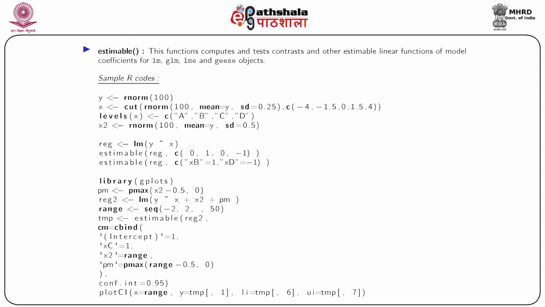So the estimable functions, when we estimate and compute them, the first value of TMP will give us the value of y. The lower range of the interval will be given by TMP, the 6th column, and the upper interval will be given by TMP, the 7th column.